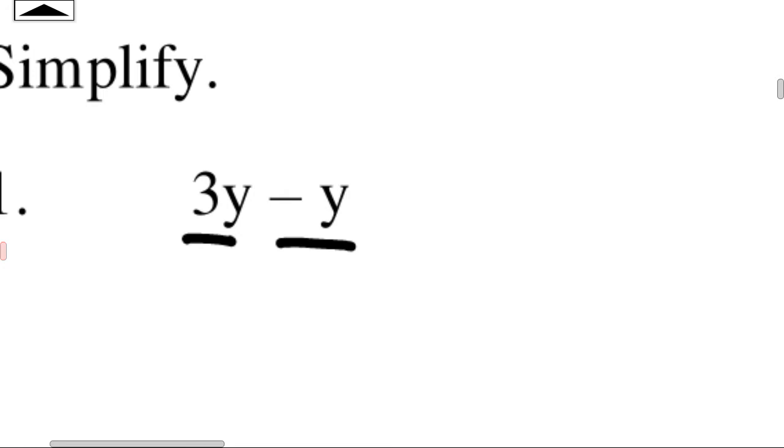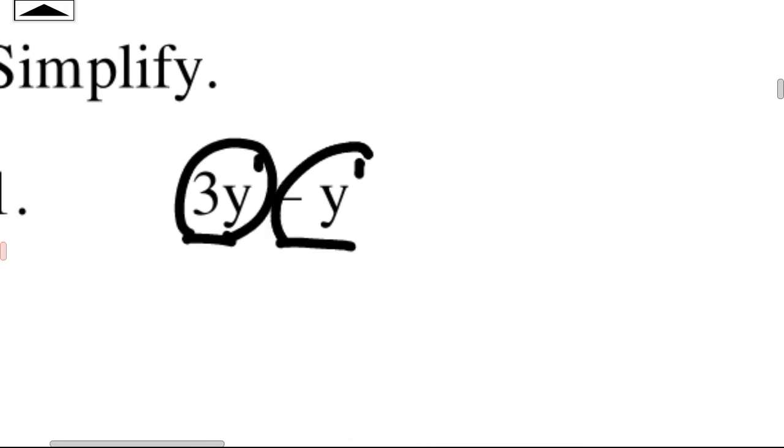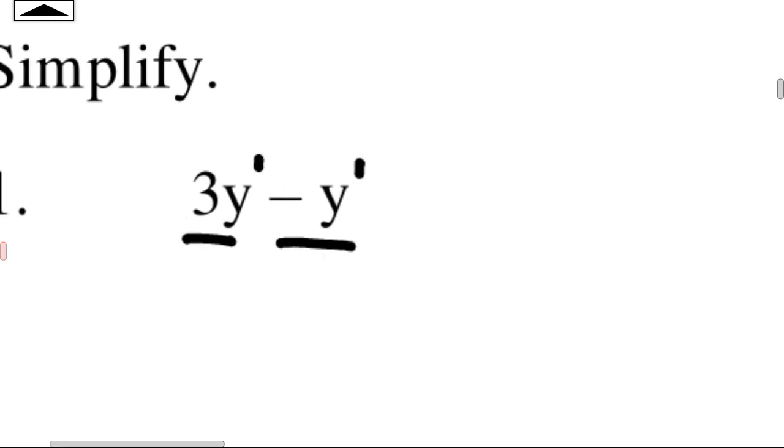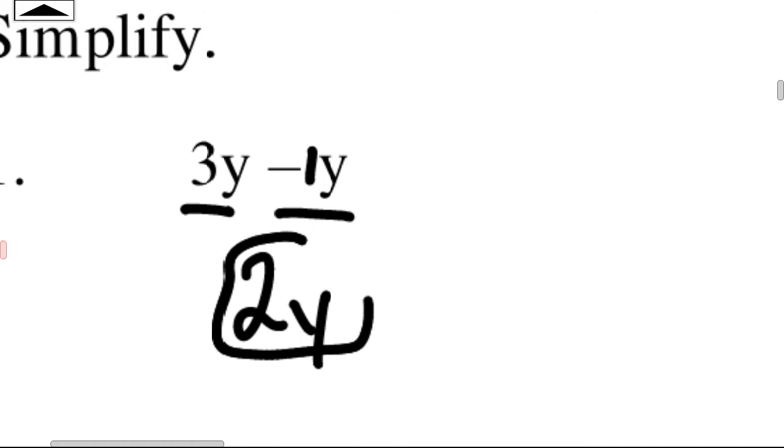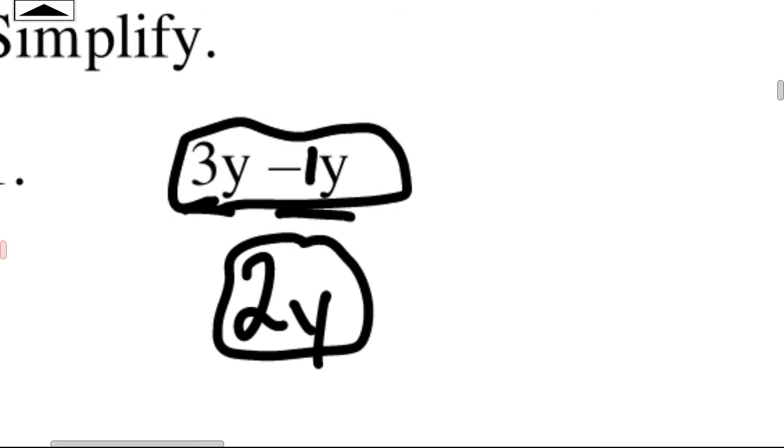So what's the variable here? Y. What's his power? Well, there's nothing there. It's actually a 1. So are these like terms? Yes. Same variable, same power. So if I've got 3 of these y's and I subtract one of those y's, since there's really just one of them, how many y's do I have left? Well, 3 take away 1 makes 2y. So we're taking many terms and we're combining them to make one single term.